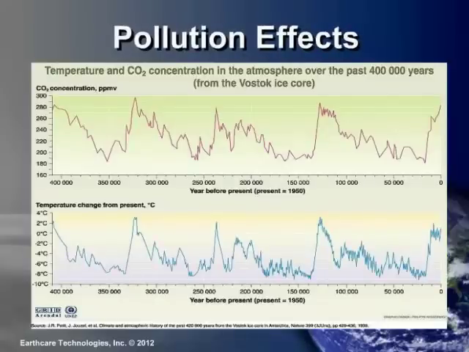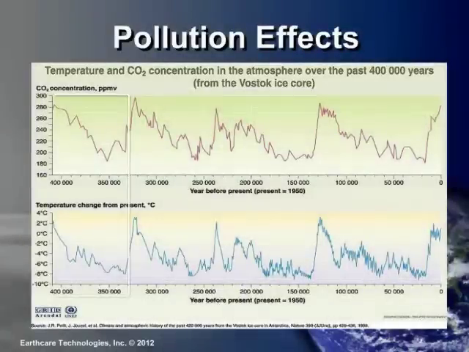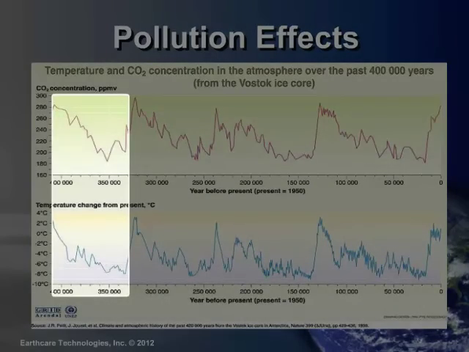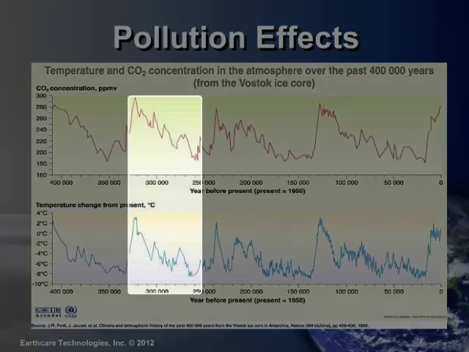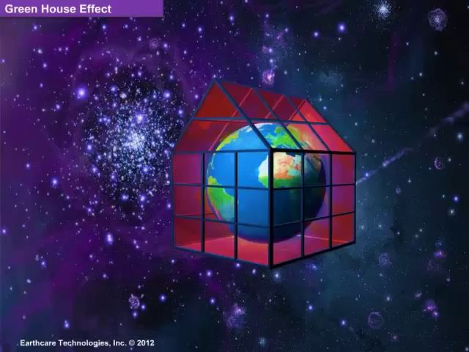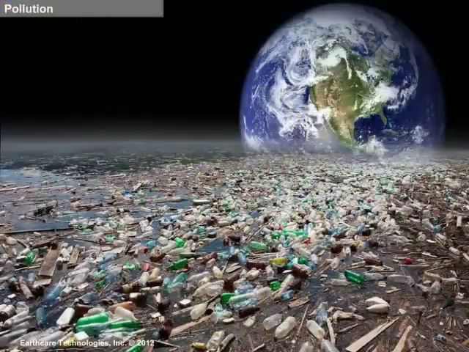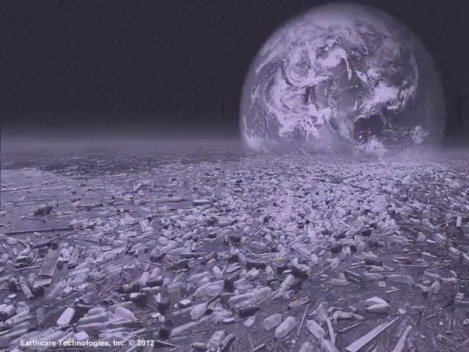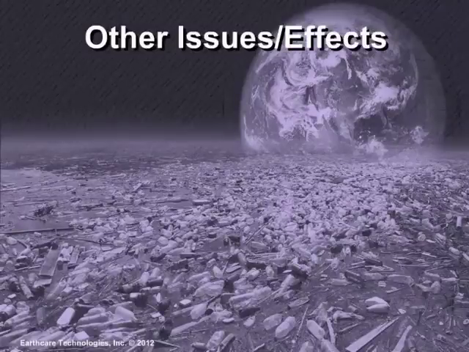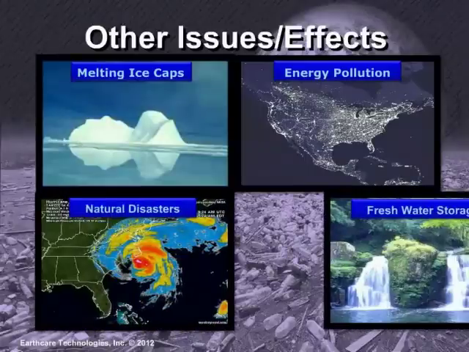Pollution effects. Another effect of global warming is increased pollution in the form of more highly concentrated carbon dioxide in the atmosphere. These charts demonstrate an evident relationship between temperature and CO2 levels. As the CO2 concentration in the atmosphere rises, so does the temperature of the planet. The greenhouse effect, temperature changes, rising sea levels, and pollution are only some of the most serious concerns of global warming. There are numerous other issues to also consider: melting ice caps, energy pollution, natural disasters, freshwater storage.